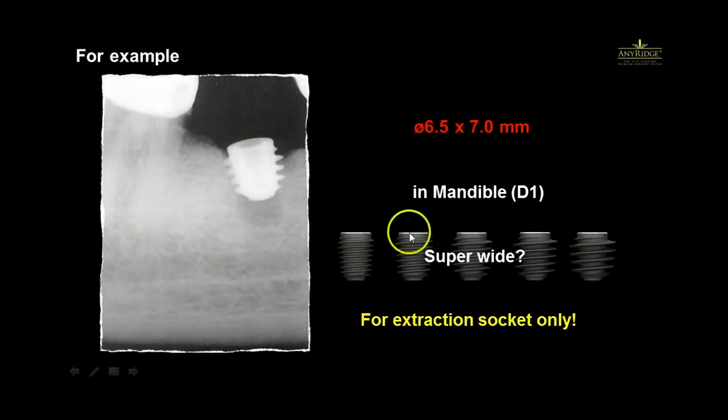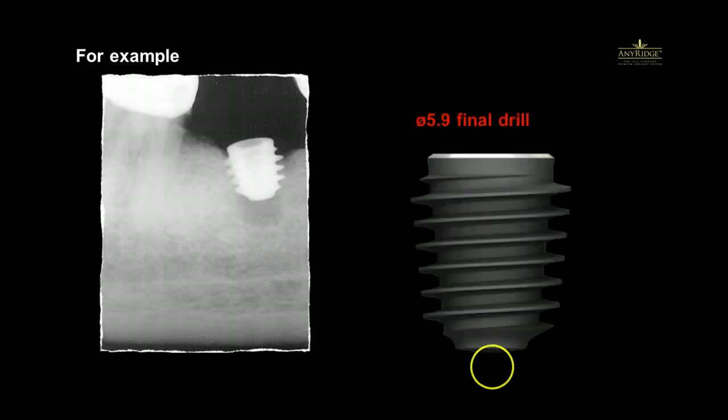I would place either a 6.0 or 6.5 with your drilling protocols. Okay, and we'll go over that again in just a second. Your 5.9 drill is the final drill in the Anyridge kit. One thing that we haven't talked about either, and this will make all the sense in the world in just a sec, is that the final diameter of the implant is 6.5.